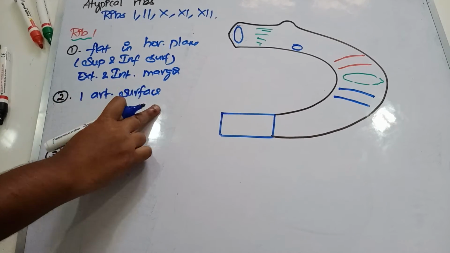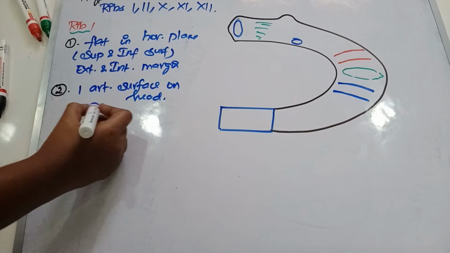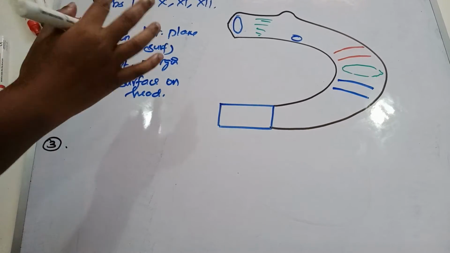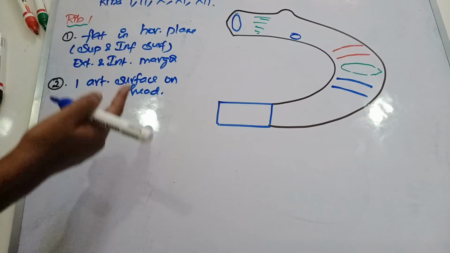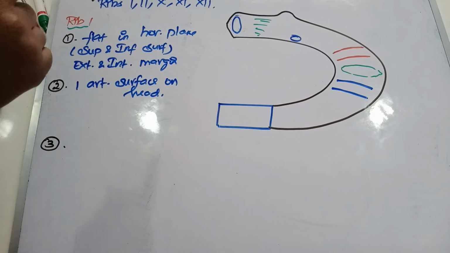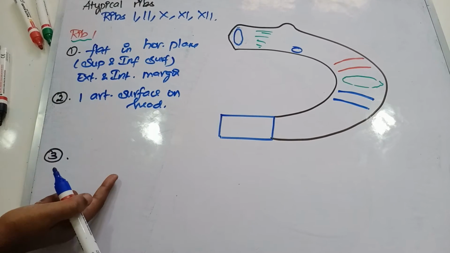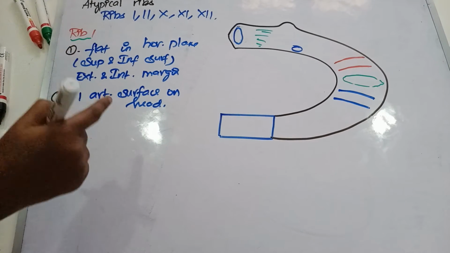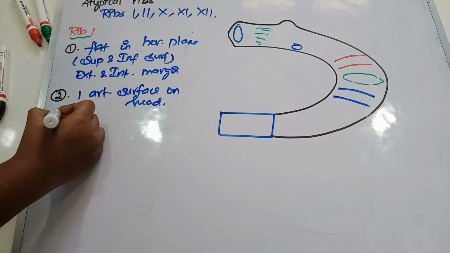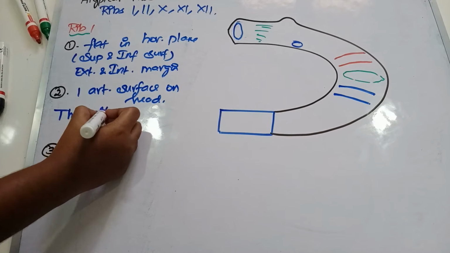Why is there only one articular surface on the head? There is a reason for this. If we had two articular surfaces, the upper articular surface would be articulating with the above vertebra, so it would be articulating with the 7th cervical vertebra, but it should not articulate with the 7th cervical vertebra. So only one articular surface is present, such that it articulates with the 1st thoracic vertebra alone.